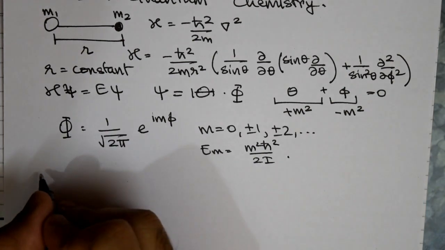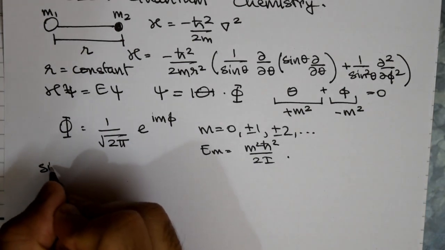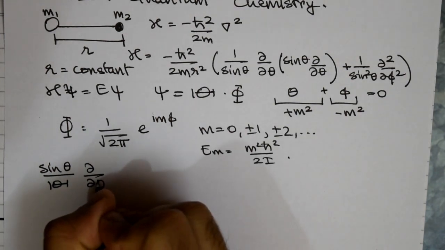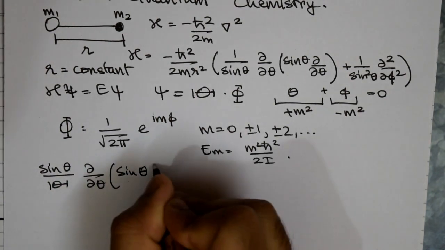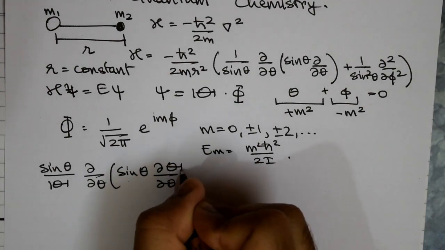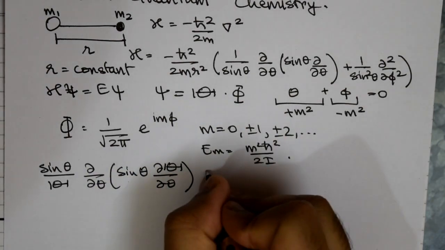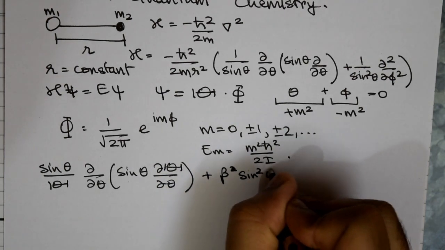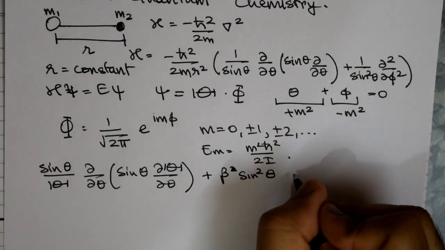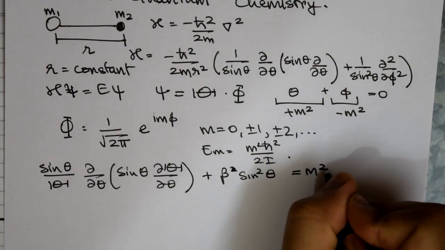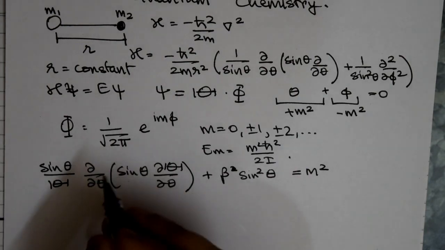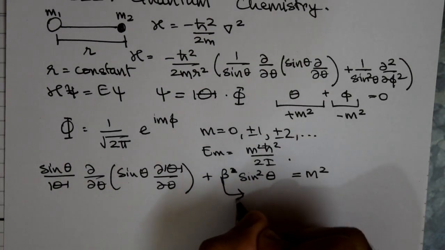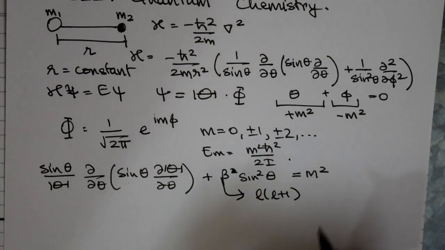Similarly, the theta part we end up solving by: 1 by capital theta, dou by dou theta, sine theta dou by dou theta of capital theta, plus beta sine square theta, small theta is equal to m square. When we solved this using the power series, the solution for beta comes as L into L plus 1.